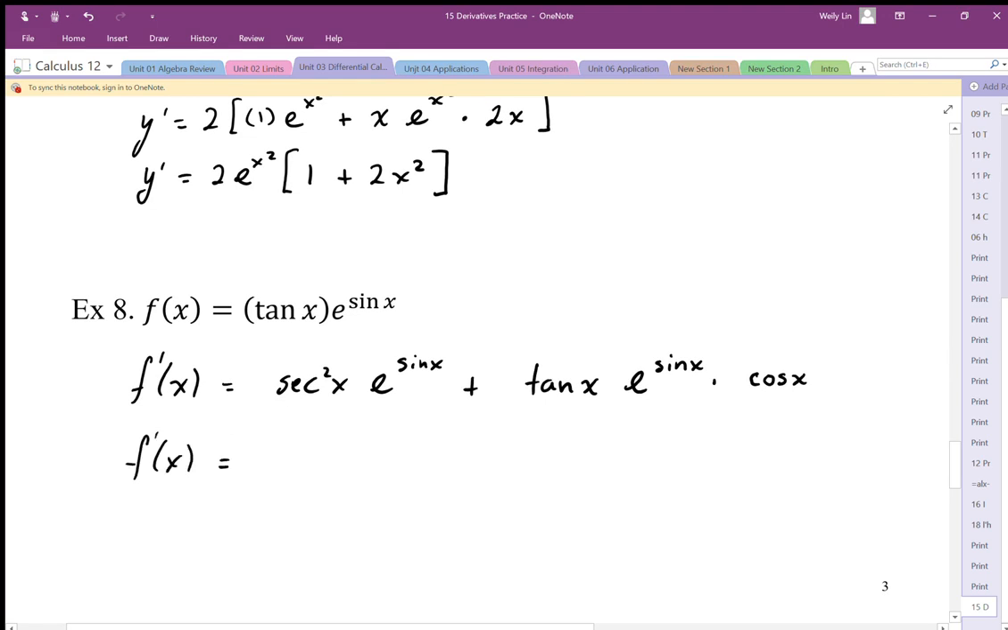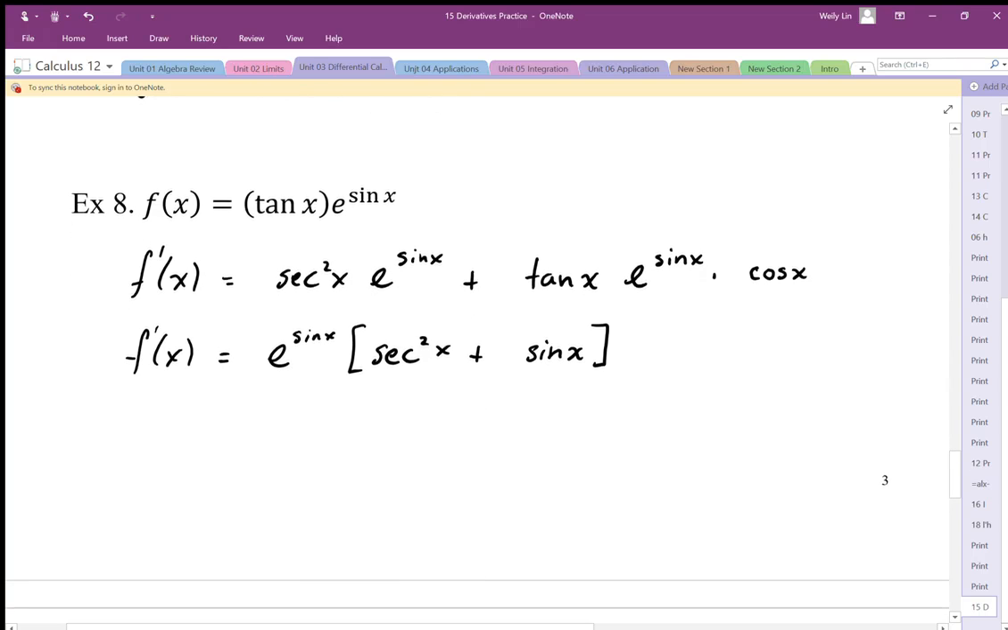There is a common factor of e to the sine x, which I'll take out, and I end up with secant squared x plus, here tan times cos, I can rewrite that as sine, because a cosine in the denominator of tan does cancel out.